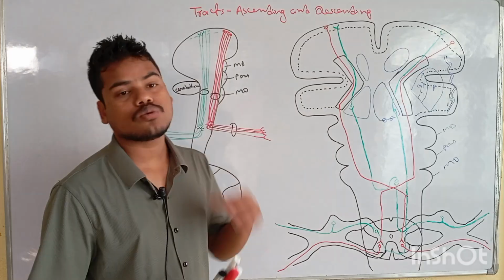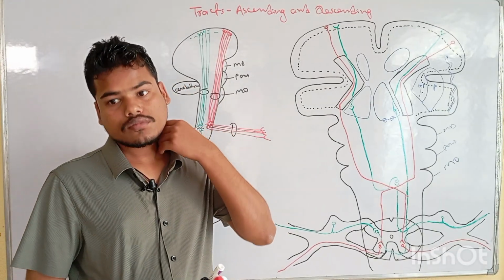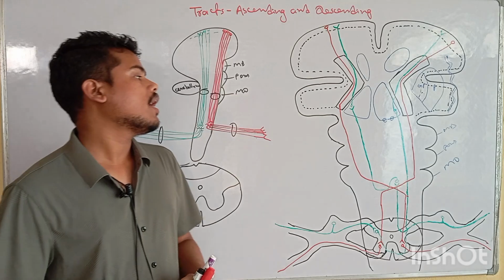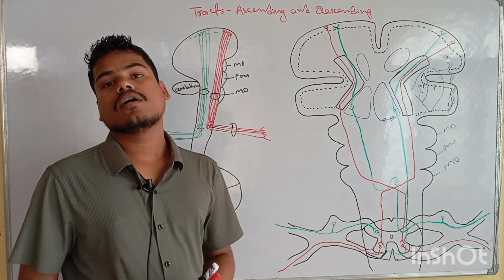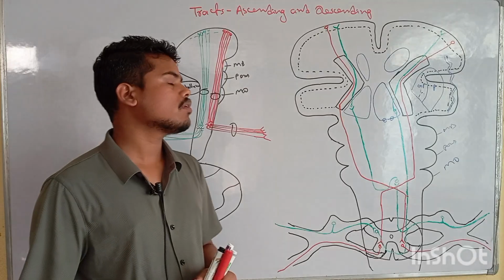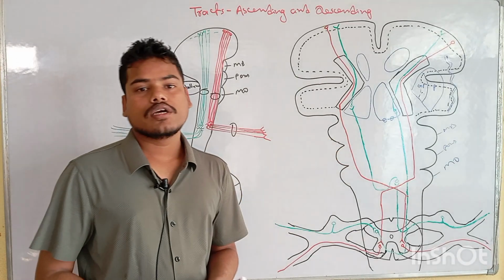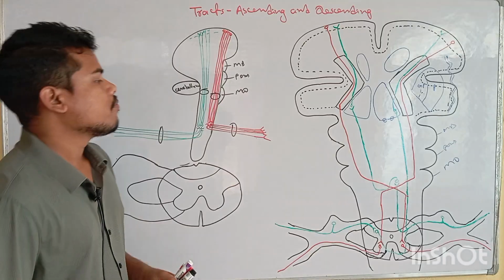Voluntary response we also call the somatic motor response, and the involuntary is the autonomic nervous system. And this autonomic nervous system I have talked about in a separate lecture. You can go and watch it on my YouTube channel.